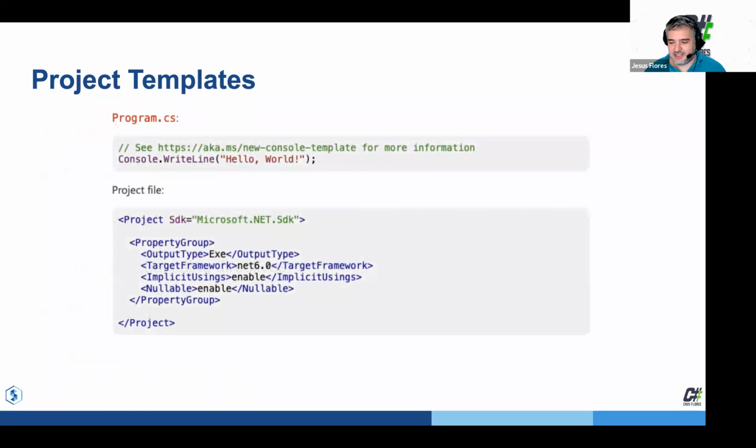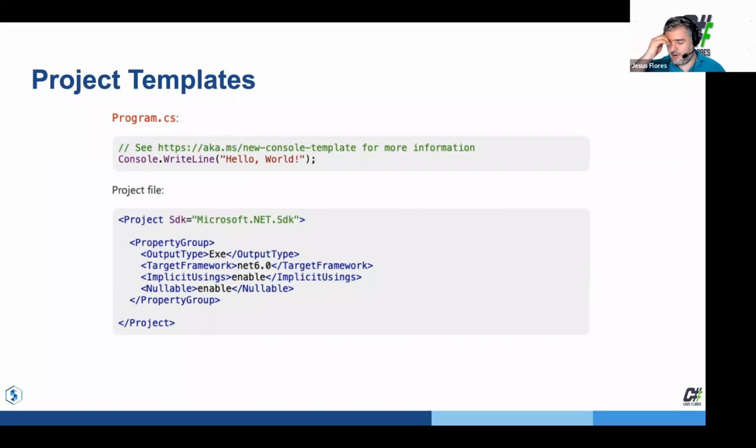We can go to an example of the templates. This is just the program. If you create a console application, this is what you get. You only get this Console.WriteLine hello world. This means that this is a top level statement. There is no namespace here. And in the project file you can see here, we have the implicit usings enable and the nullable enable.